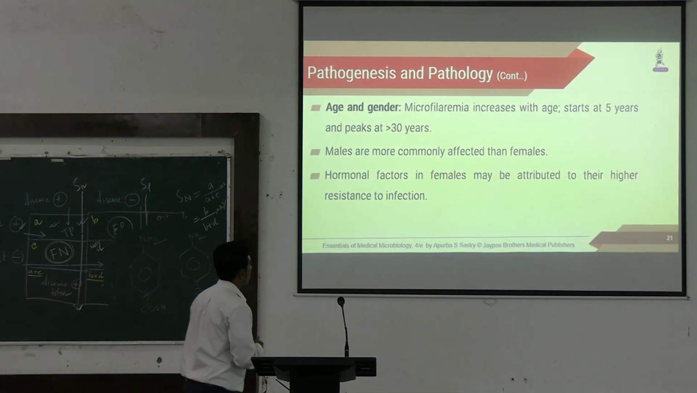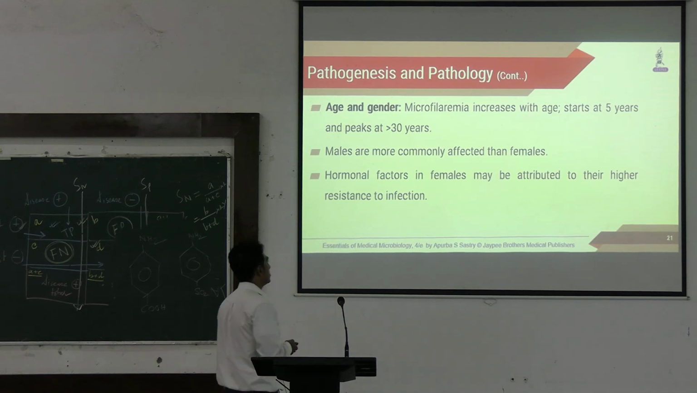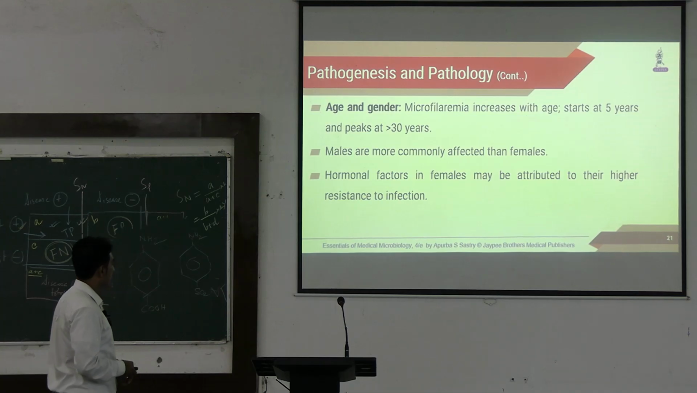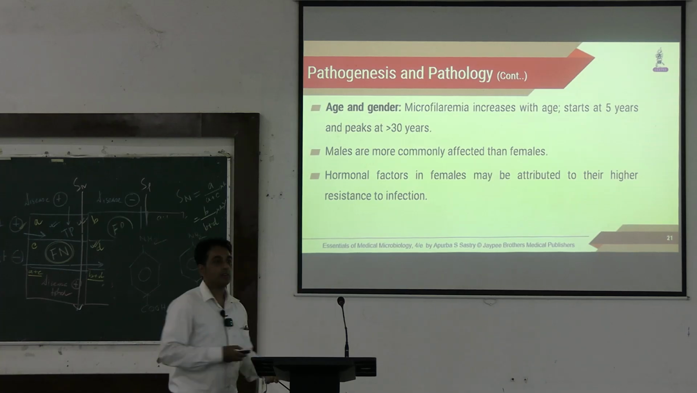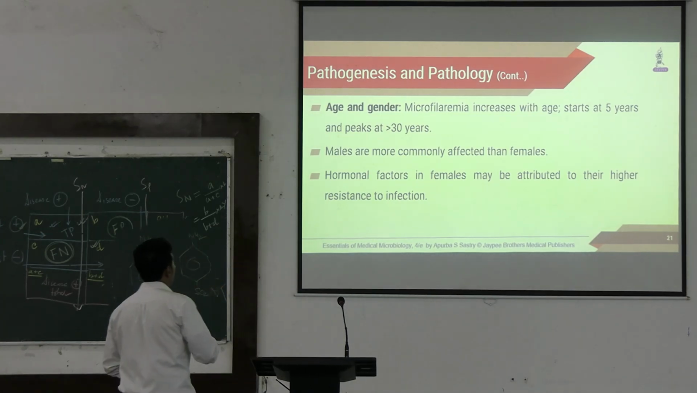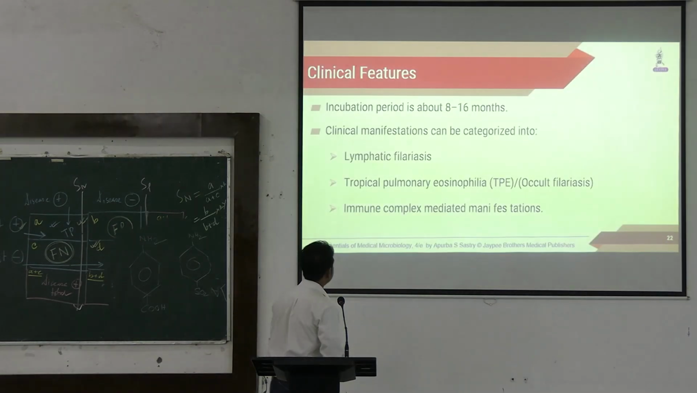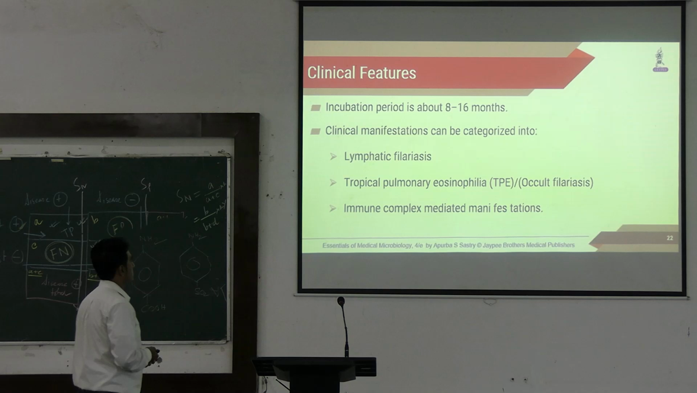কোন জেন্ডারে বেশি এফেক্ট করে? The microfilariae prevalence increases with age, starts at 5 years and peaks at more than 30 years of age. Males are more commonly affected than females. The hormonal factors in females may be attributed to their higher resistance to infection. So, peak কোন এজে পাওয়া যায়? At least more than 30 years. Males are more commonly affected than females, and the hormonal factors in females are attributed to the higher resistance to infection. Incubation period. The incubation period is about 8 to 16 months.